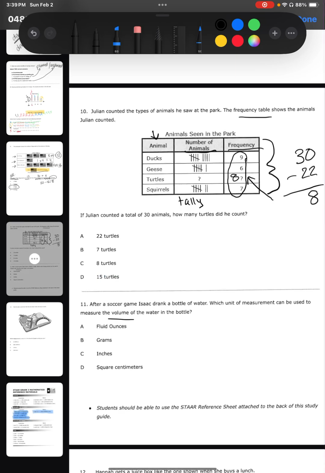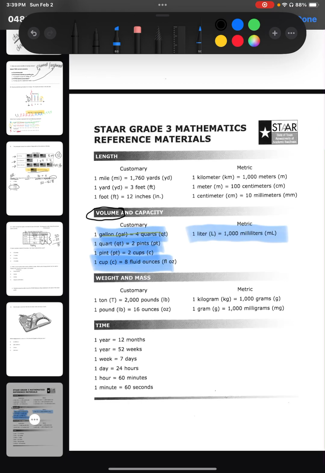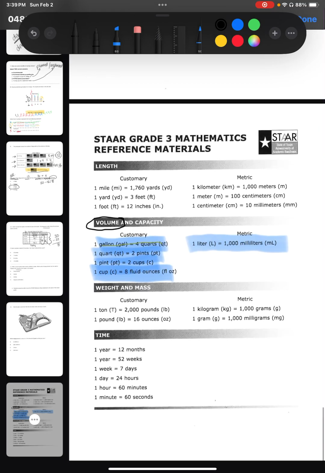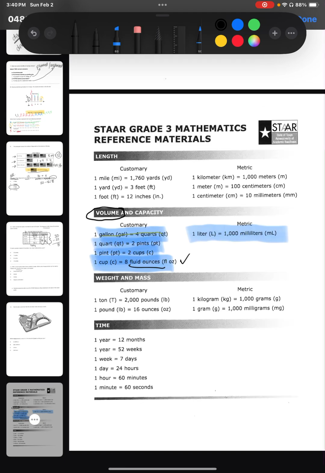So here I see fluid ounces. Was that listed under volume? Let's go back and check. Fluid ounces. Oh, see it right there. Check. Okay, I'm going to keep fluid ounces on there. Grams. Let's go see if we saw grams under volume. I'm looking. I don't see grams under volume.